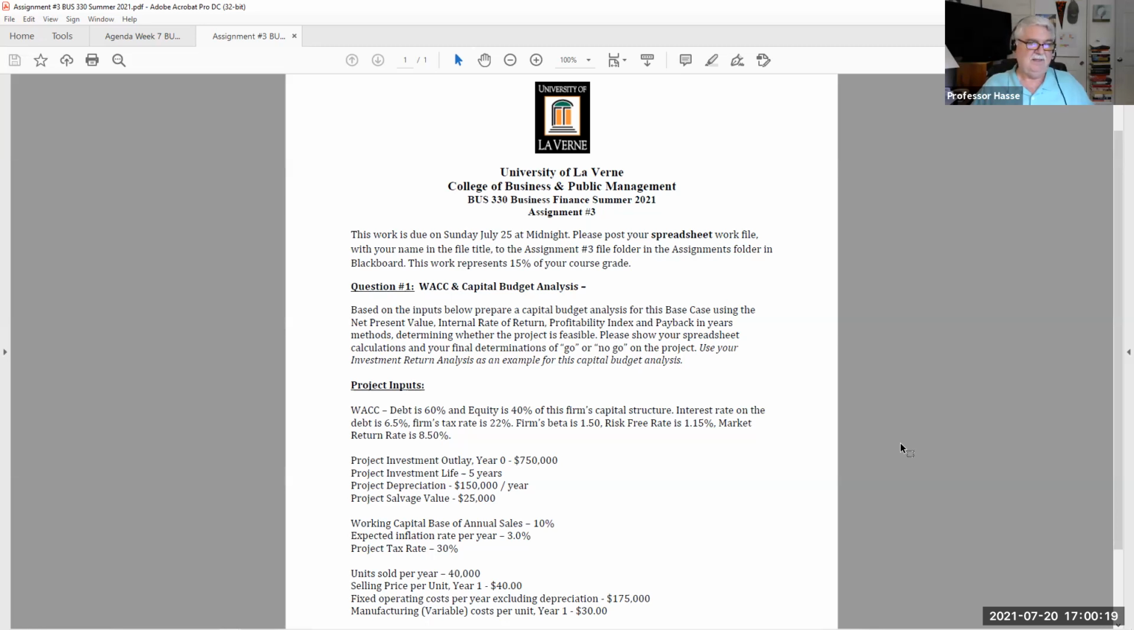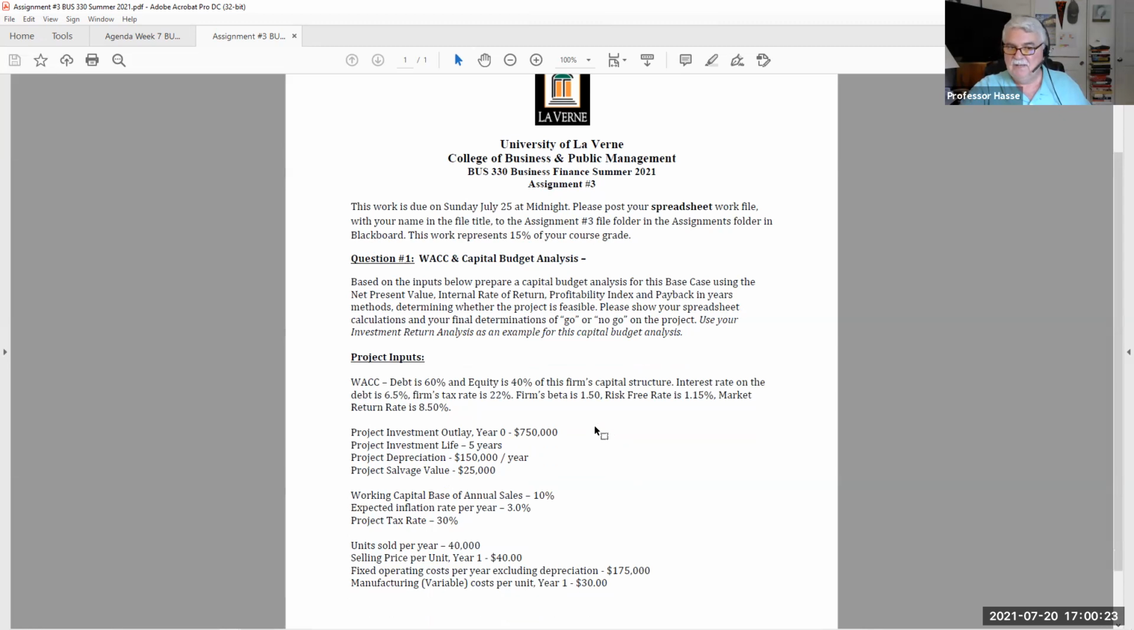So you have to calculate the cost of debt, the cost of money. For the WACC, debt is 60%, equity is 40%. The interest rate on the debt is 6.5%. The firm's tax rate for this calculation is 22%. The firm's beta is 1.5.